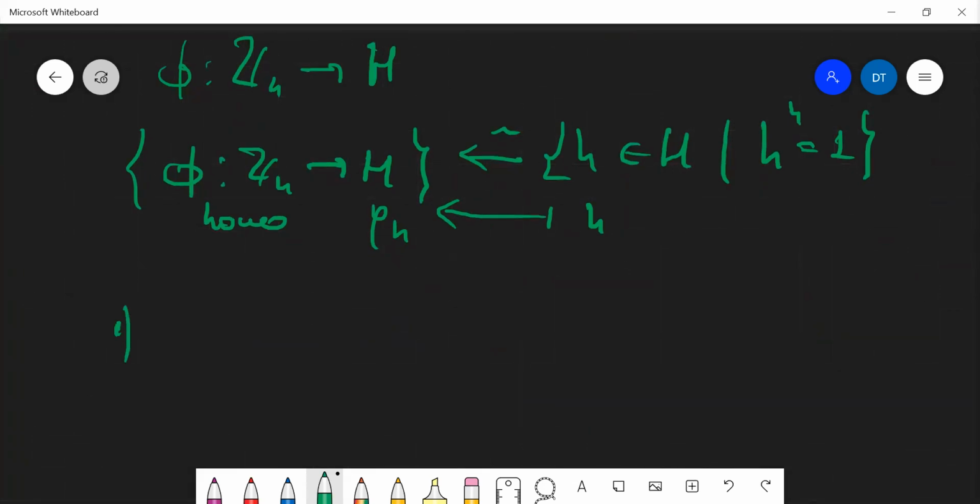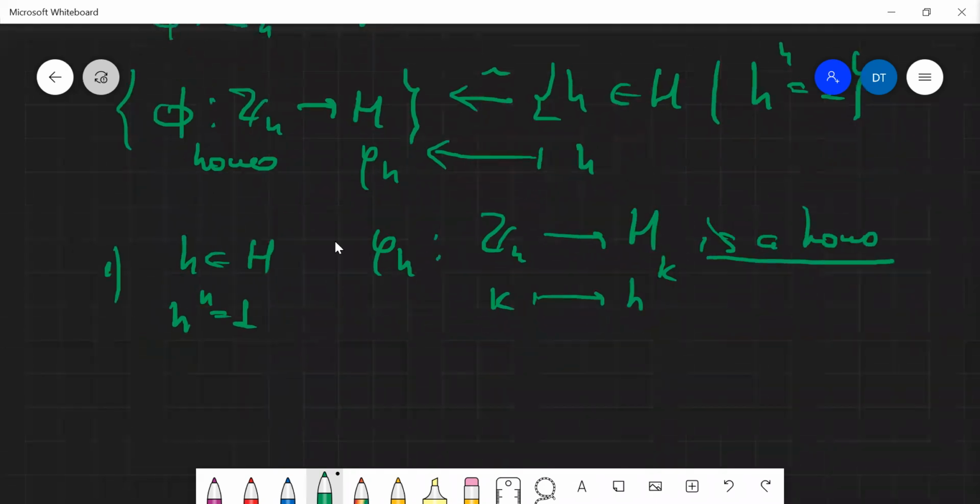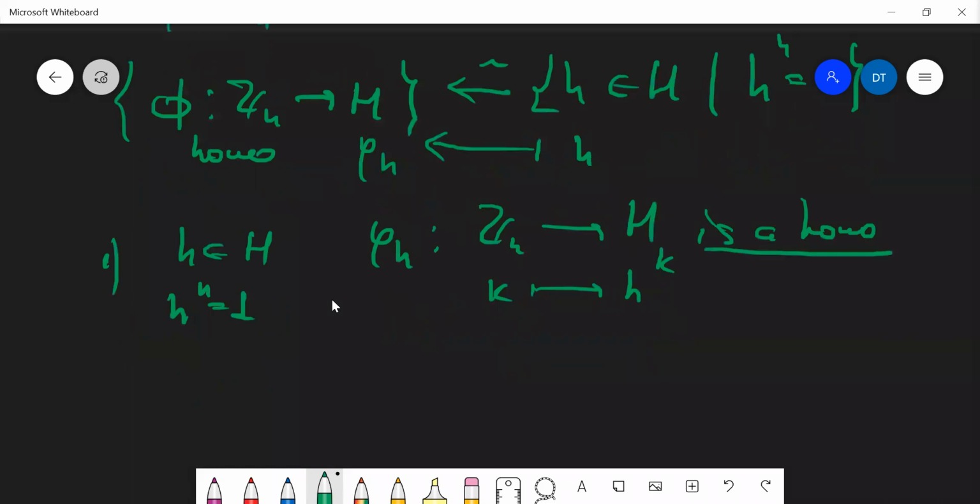Step number 1, the construction. First of all, if we are given an element h such that h to the n is equal to 1, we need to show that this map, which takes k to h to the k, is a homomorphism. This is what we need to check.